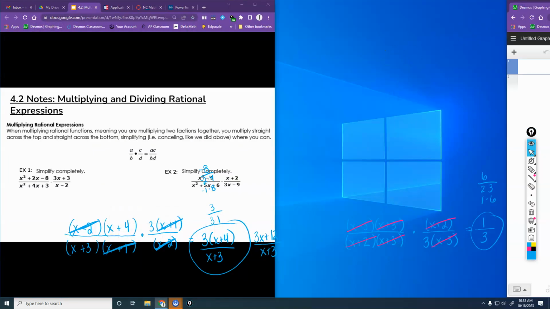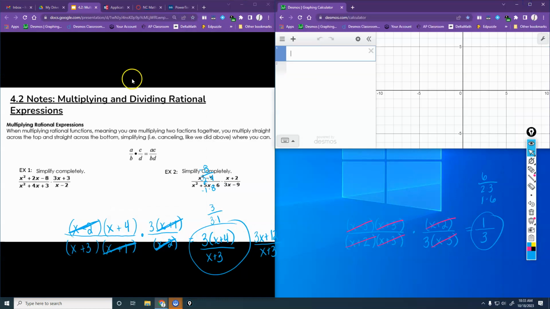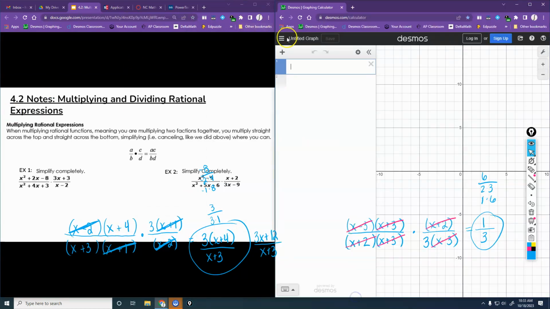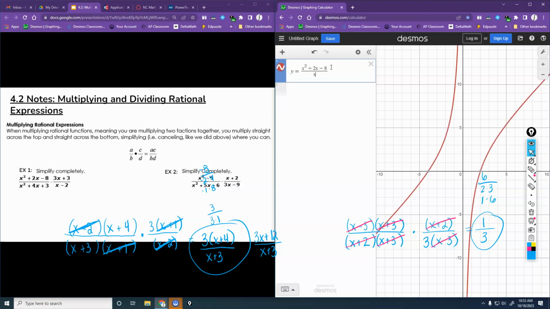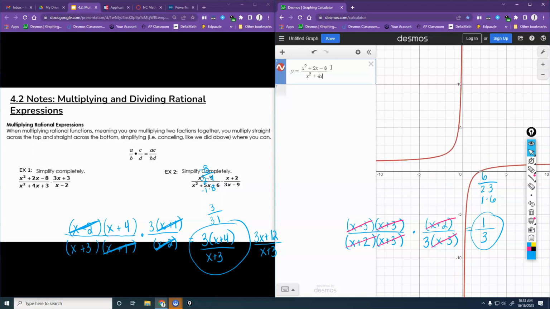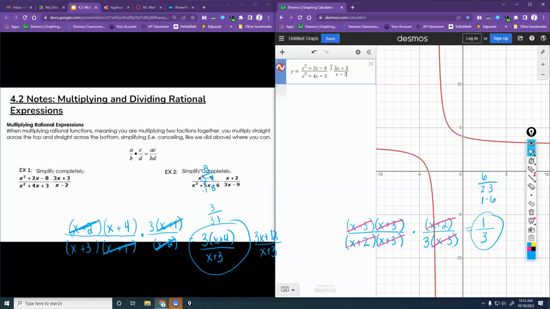Let's just do that last one. Well, no, let's do the first one. It'll graph better. So I realize this is a mess. X to the second plus 2x minus 8 over x to the second plus 4x plus 3 times 3x plus 3 over x minus 2.